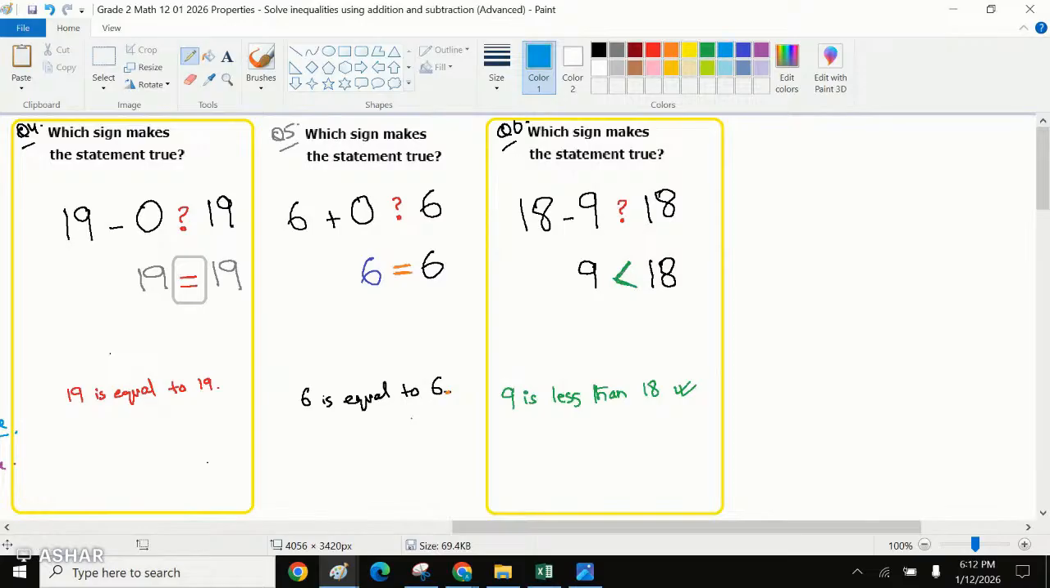This is also true. Or we can say 18 is greater than 9. This is also true, because we are just talking about less than and greater than, right? So if we read this question from this side, we say 9 is less than 18. If we read from this side, we say 18 is greater than 9. Agreed?